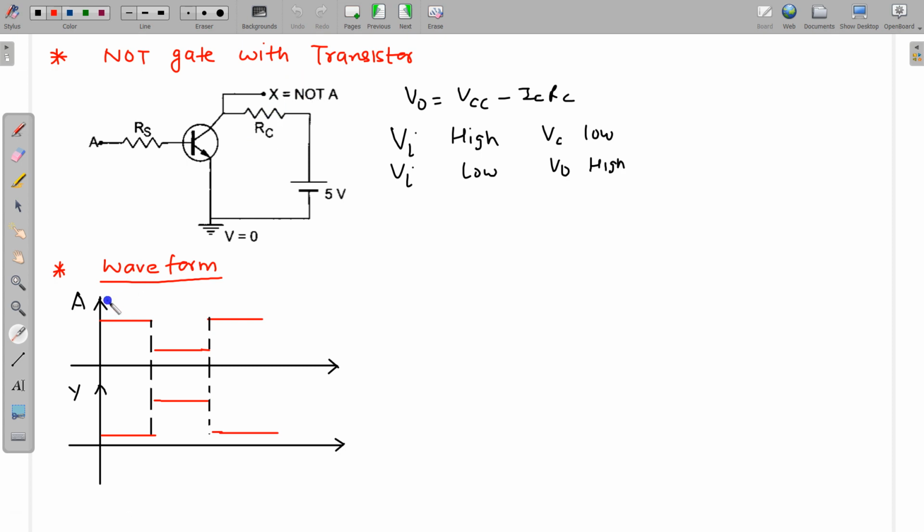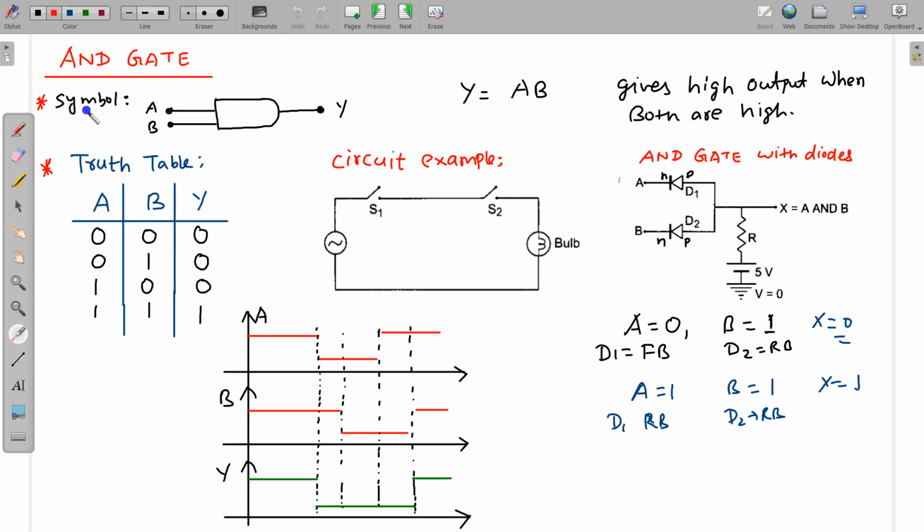Sometimes we represent the operation using graphs, which are also known as waveforms. Suppose this is signal A, this is high, this is low, this is high. When this is high, the output is low. When this is low, then this is high. When this is high, again this is low. So it just inverts the signal.